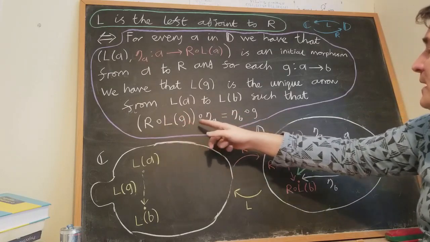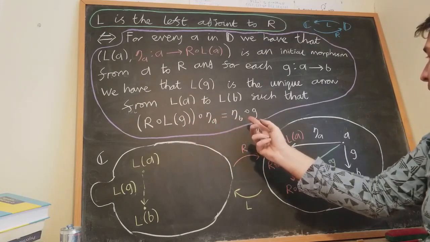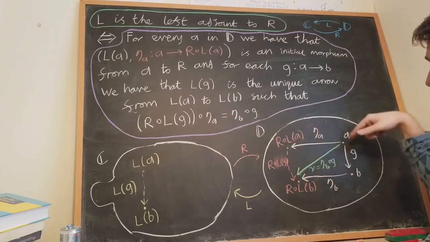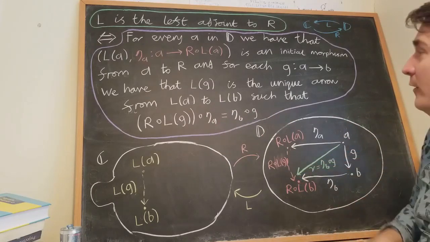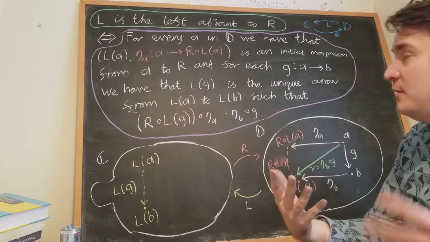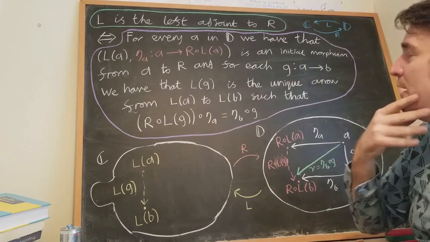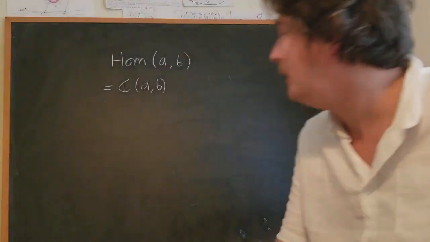R after L of G after eta A equals eta B after G. So that's saying that going this way around a square gives the same result as going this way around a square. So this is clearly an equivalent definition. And yeah, I must say I kind of prefer it, because I think it really gets to the core of what's going on with adjunctions.